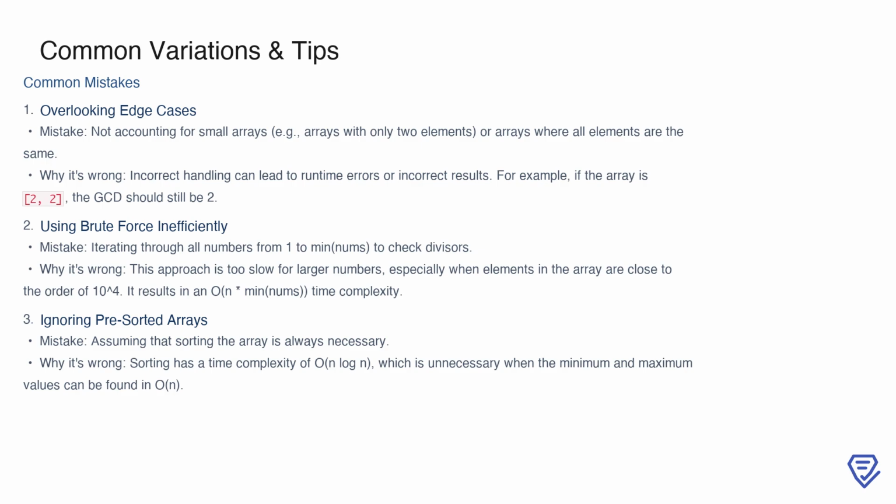Another mistake is relying on inefficient brute force methods, like iterating through all numbers from 1 to the smallest number in the array to check for divisors. While this might work for small inputs, it becomes far too slow for larger arrays, especially when values reach up to 10,000. This approach has a time complexity of O(n * min(nums)), which is not optimal. Lastly, some assume that sorting the array is necessary to solve the problem. However, sorting has a time complexity of O(n log n), and it's completely avoidable since the minimum and maximum values can be found in linear time, O(n). Identifying and avoiding these pitfalls can significantly improve the efficiency and correctness of your solution.